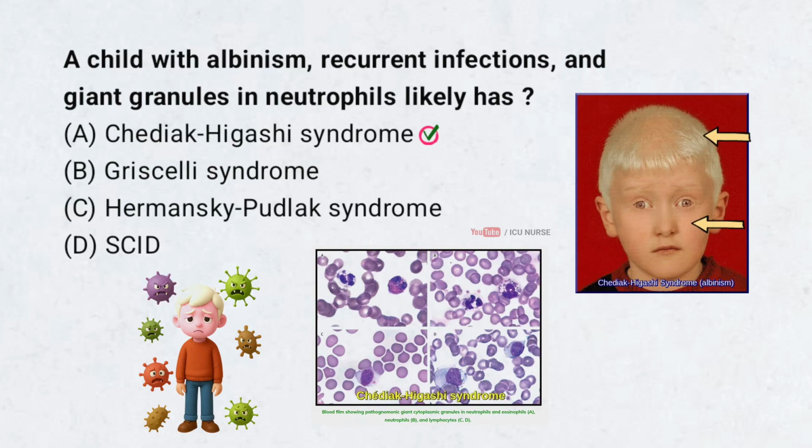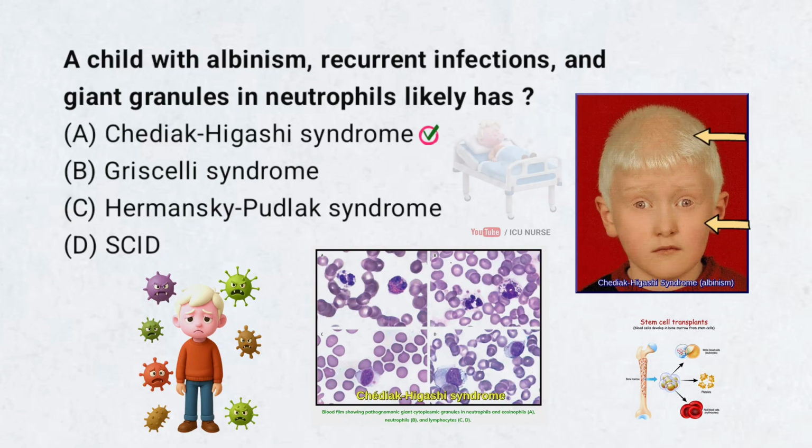Early treatment is important. A stem cell transplant can help before the disease worsens. Without treatment, it can progress to a dangerous phase with high fever and organ damage.